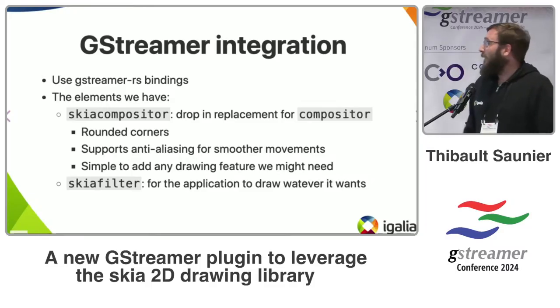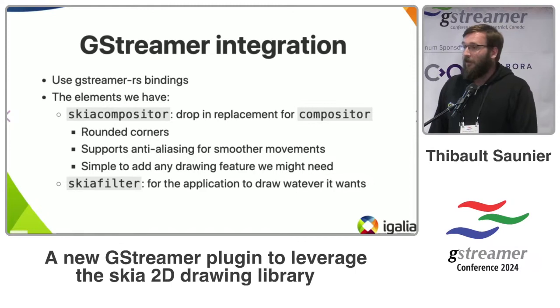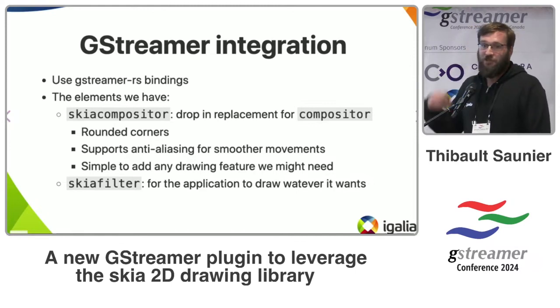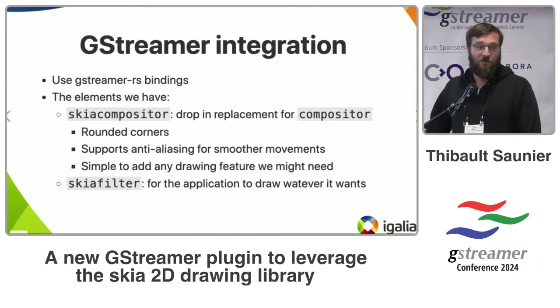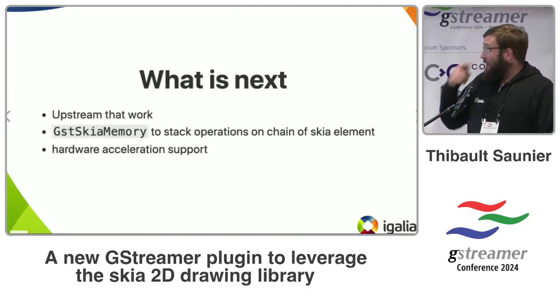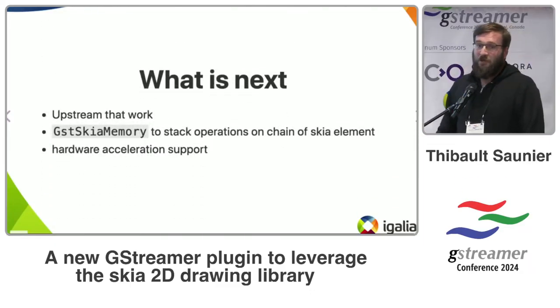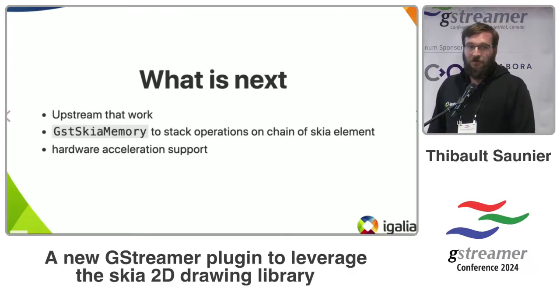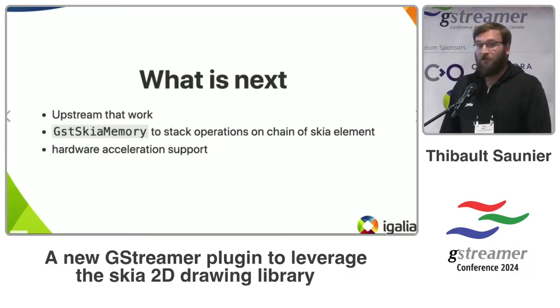Then we also have a Skia filter, which is a simple filter element where the application can just draw whatever it wants using the Skia API. What is next? Well, we have to upstream that. I have a branch. It should be very simple. It's very small, actually, because everything is simple.